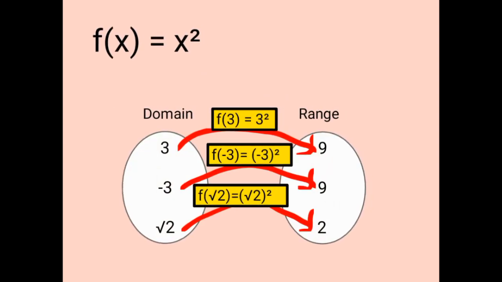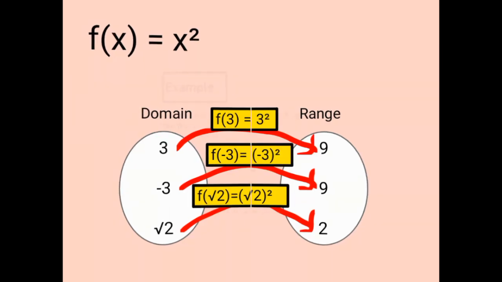As you can see here, the diagram below shows how the function f(x) equals x to the power 2 maps 3 values in its domain to values in its range. So, in the domain, we have 3, minus 3 and square root of 2. To find the values in its range, substitute each of these values as x into the function f(x). So, f(3) equals 3 to the power 2 equals 9, f(minus 3) equals minus 3 to the power 2 equals 9, f(square root of 2) equals 2.